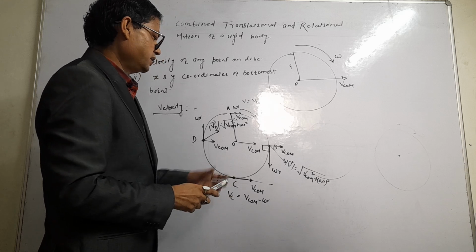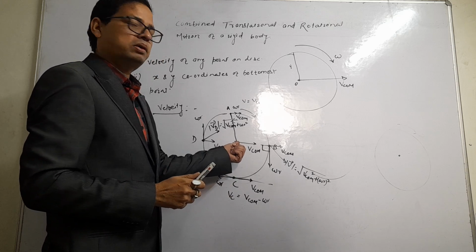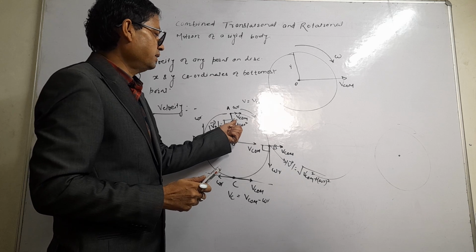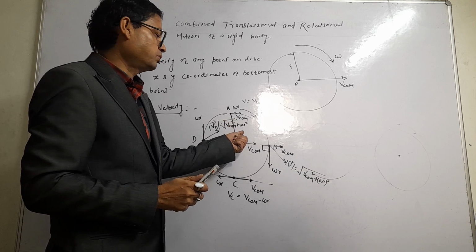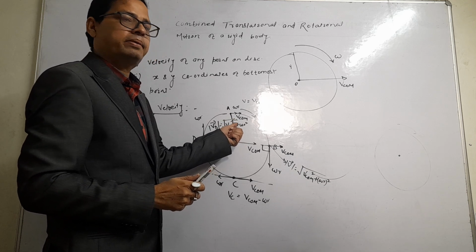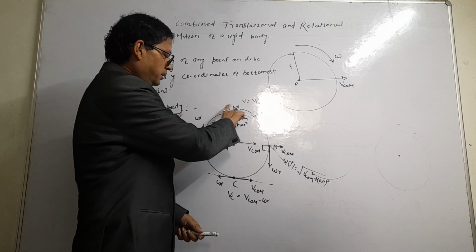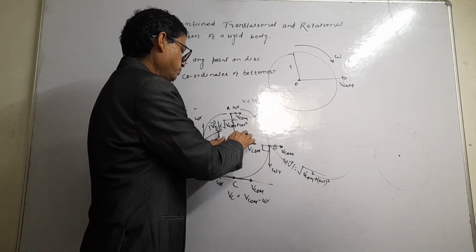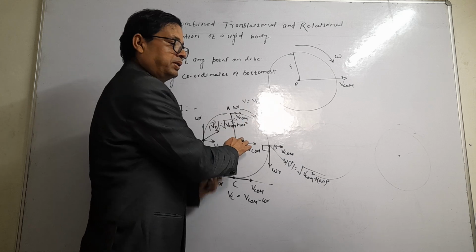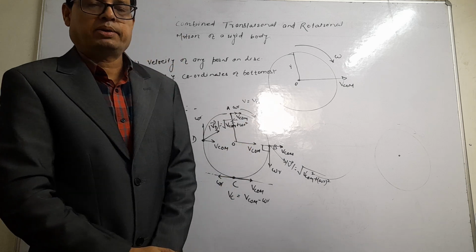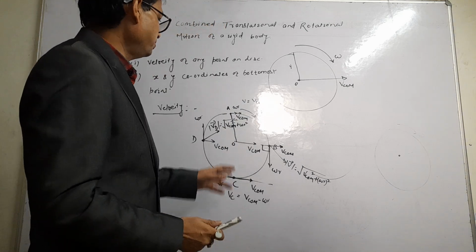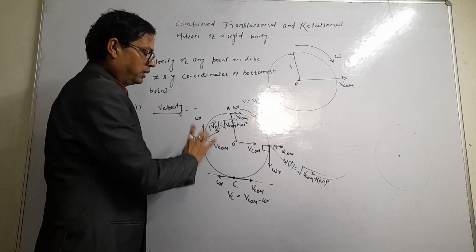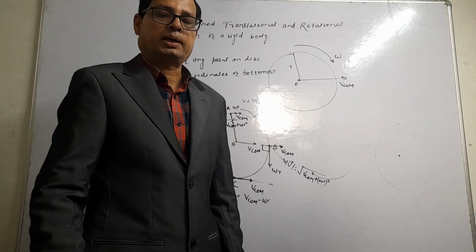The method is just you give the velocity equal in magnitude and direction to that of the center of mass, and the second one is due to rotational motion, that is omega into r, where omega is the angular speed of this disk and r is the perpendicular distance of the point from the center of mass, and the vector sum will give the velocity of that point. So this is the method how we will calculate the velocity of any point.